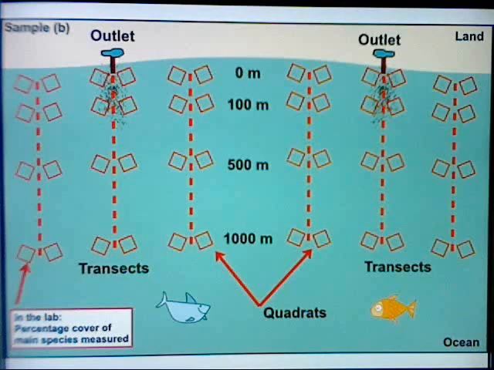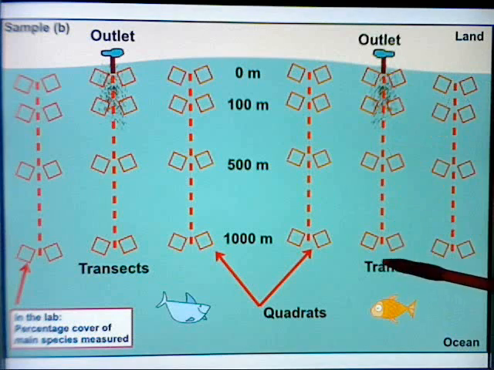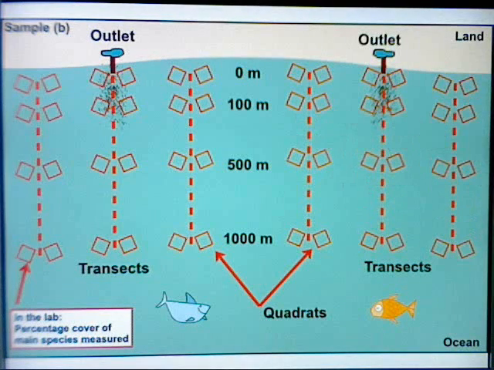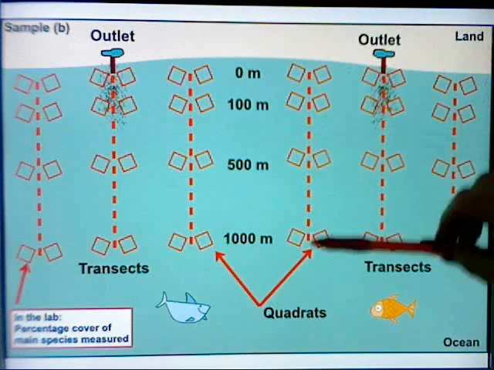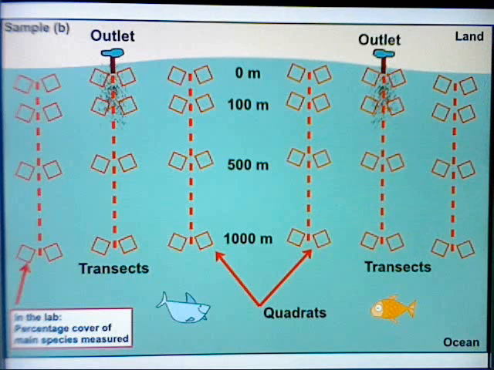Okay, what have we got here? Well, we've got the 2 outlets that are being considered. For each of those, there's 3 transects, one running out from the outlet itself and one to the north and one to the south. And along each transect we've got samples taken at 4 distances. And those samples are quadrats where the percentage cover of the main species is measured. These days that would normally be done by taking photographs and then analysing the photographs digitally on a computer screen.